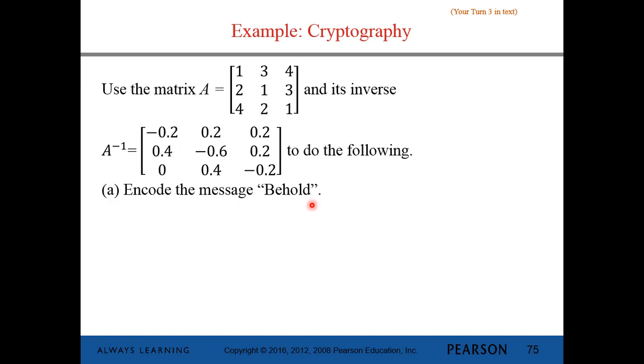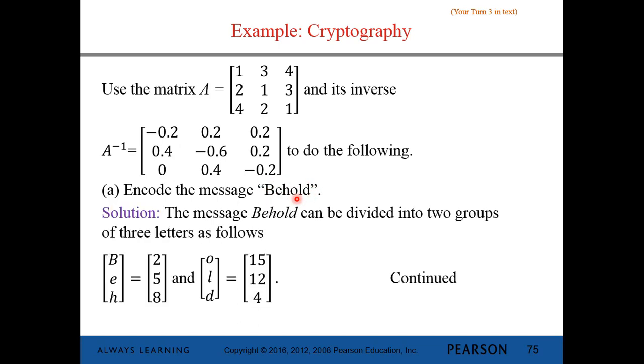Okay, so first of all, since this is a 3 by 3 matrix, if we're going to do matrix multiplication, we need to make sure that the number of columns in the first matrix is the same as the number of rows in the second matrix. So we're going to have to split this up into two pieces of 3. Let's take BEH and OLD separately. In this case, we're going to represent BEH as 2, 5, 8 and OLD as 15, 12, and 4.